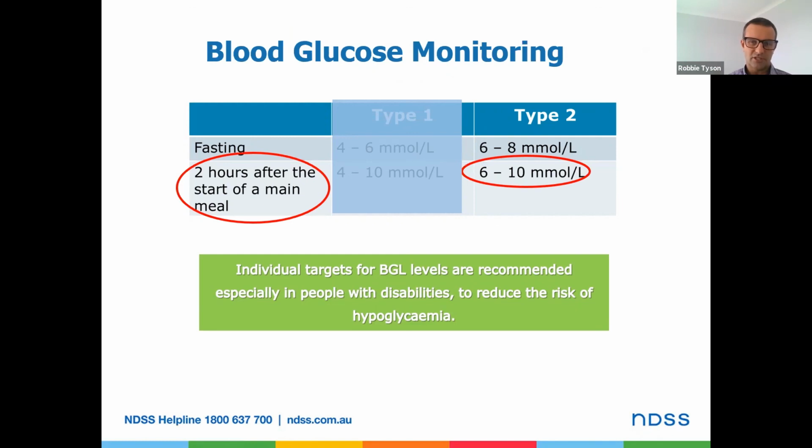We know that blood glucose levels above 10 regularly are likely to be causing complications. One-off blood glucose levels out of this range aren't so much of a concern. It's when we see a pattern of that developing above 10 or elevated fastings.